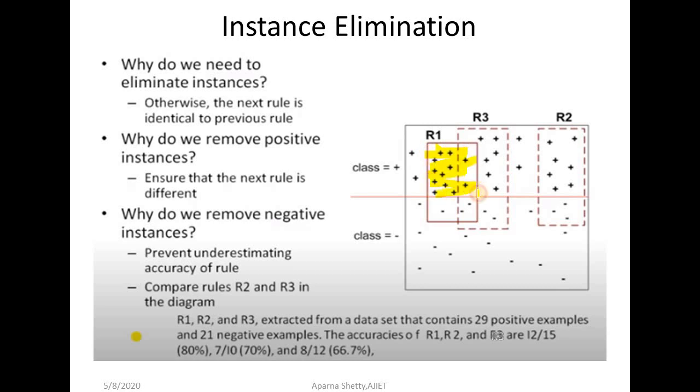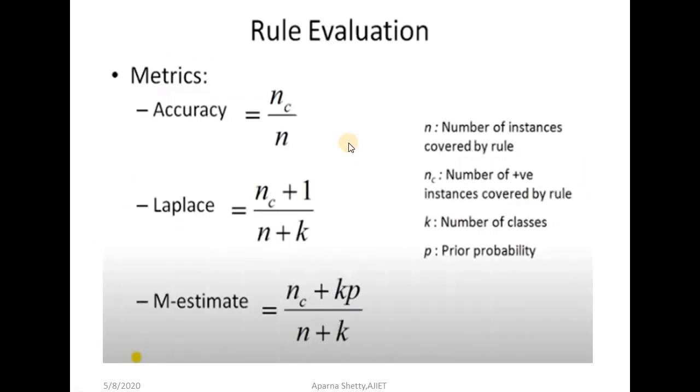Now after removing the records, again we will calculate the gain. Again we will calculate the accuracy. By removing R1, you might get high accuracy, and the accuracy might vary also. So that is how we can compare rules R2 and R3: by removing R1, we can compare the accuracy of R2 and R3. It might change. So that was about instance elimination.